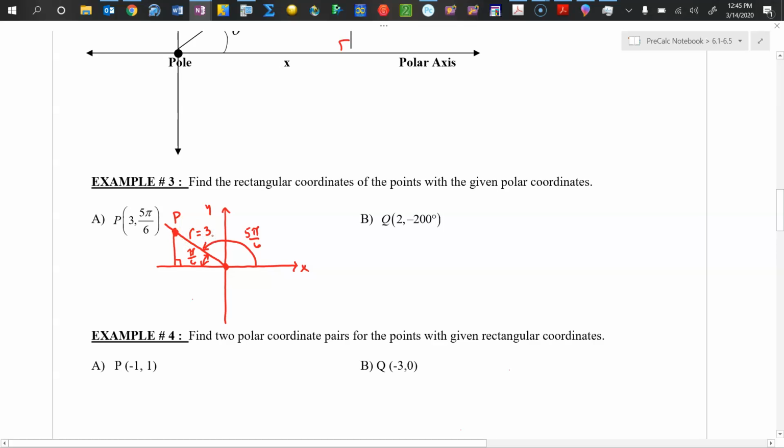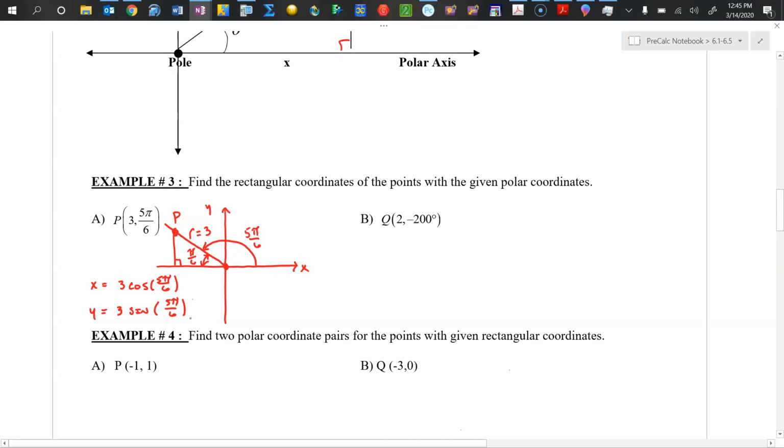There are two ways we can go about finding the coordinates for this point as Cartesian coordinates. One of them would be to simply take the hypotenuse and multiply it times the cosine of the directed angle, which is 5 pi over 6, for the x-coordinate. And for the y-coordinate, take the hypotenuse, which is 3, times the sine of the directed angle, which is 5 pi over 6, and that will give us our corresponding coordinates.